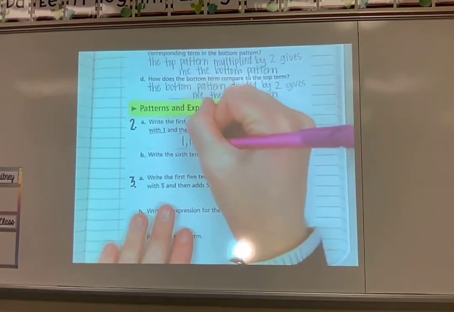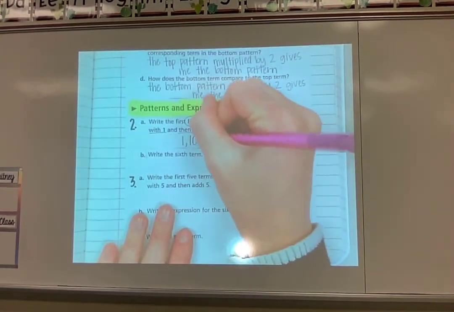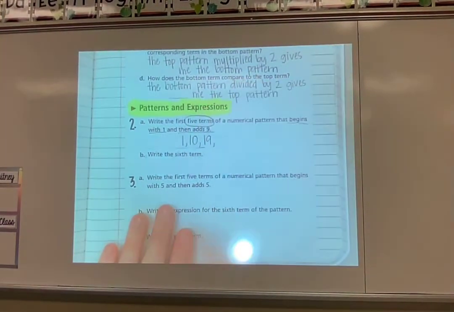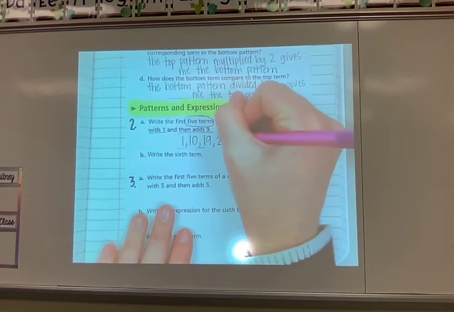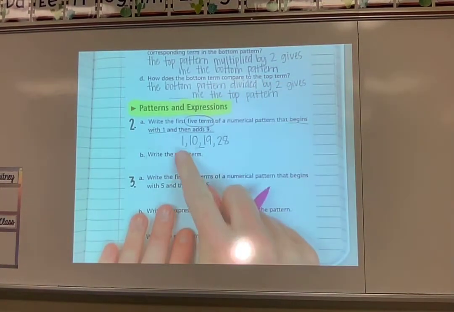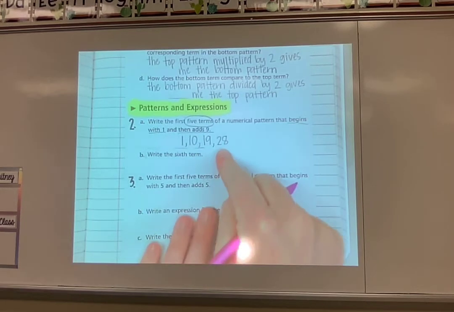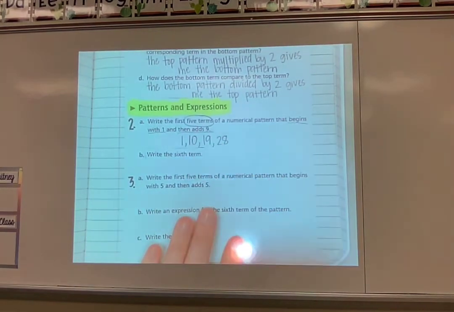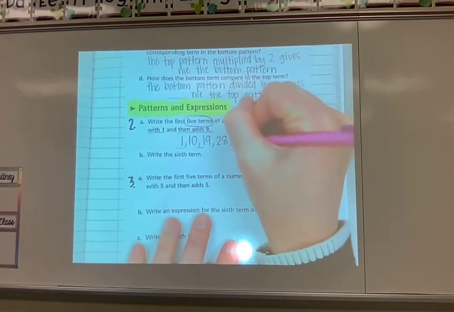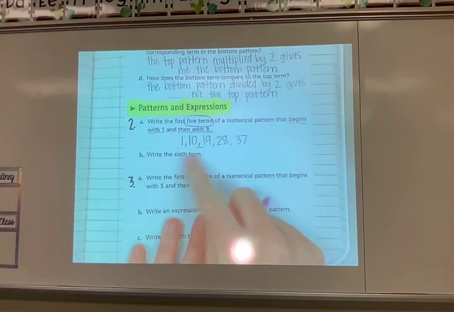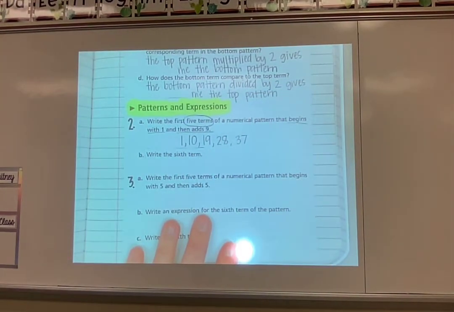To get my next term, I would add 9 again, so 19. I would continue to add 9, which would give me a 28. I'm going to stop and count 1, 2, 3, 4. I said 5 terms, so I need 1 more, and that would be a 37. So there would be my first 5 terms in that pattern.